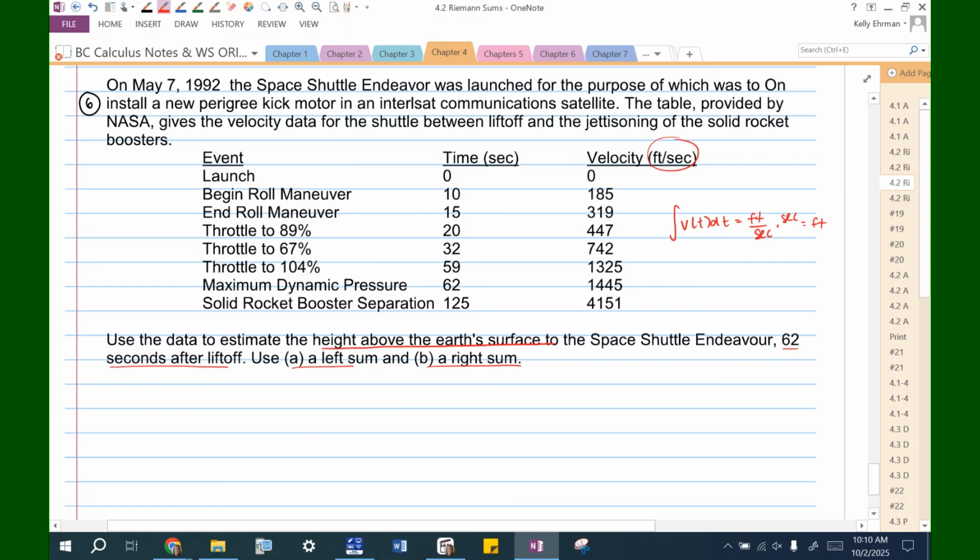62 seconds after liftoff. So where does the 62 go? We are saying accumulate this in the first however many seconds. So the left sum would be the integral from 0 to 62 of v of t dt, which is approximately equal to. This does not tell me what subintervals to use, so I'm going to assume that we are going by the table, like 0 to 10, then to 15, then 20. I think we're doing each of these.